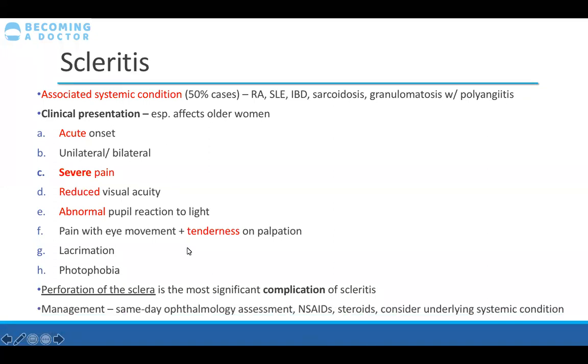And in terms of management, we want to refer them to ophthalmology. As you guys said, NSAIDs and steroids are all reasonable treatment options, and consider whether there is any systemic underlying condition that has predisposed this patient to develop scleritis.